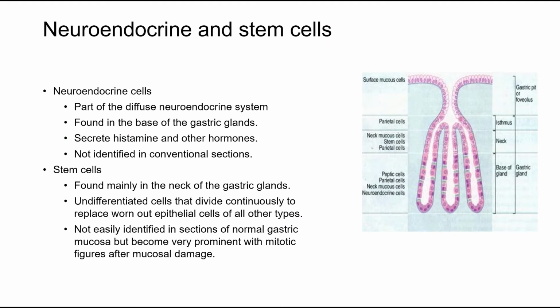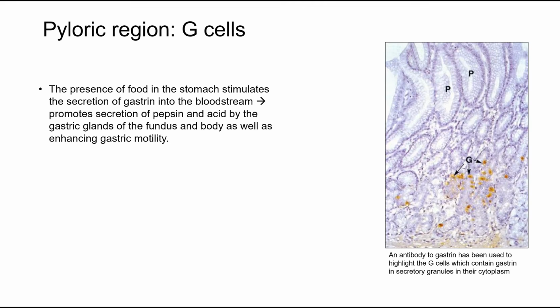The other types of cells that are present in the gastric glands are neuroendocrine cells, and these are part of the diffuse endocrine system. Usually they are toward the base of the gland, and they secrete local hormones like histamine and other hormones, and you cannot identify them in conventional stains. So for example, here in the pyloric region, these neuroendocrine cells are called G cells, and they secrete the hormone gastrin, and in this histological section, they are clearly seen because this is an immunohistochemical stain using an antibody to gastrin. So that's why they can be specifically identified.